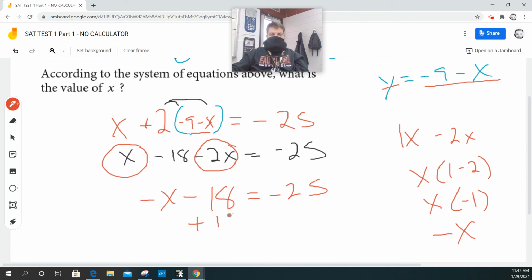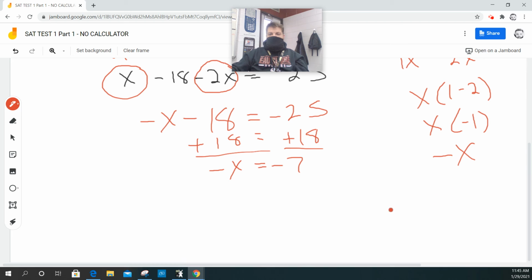I'm going to add 18 to both sides. I get -x is equal to, what is that, -7? Now, I want x equals some stuff. Normally, if there's a number here, we divide by that number. Well, there is. We just didn't write it down. Isn't that the same as -1? So can I divide this by -1? Yeah, because -1 divided by -1 is a positive 1. Positive 1 times x is x.